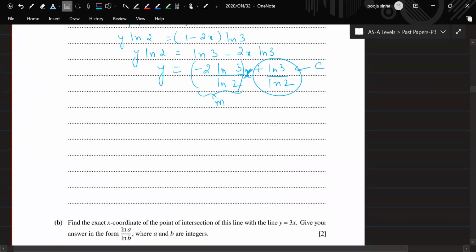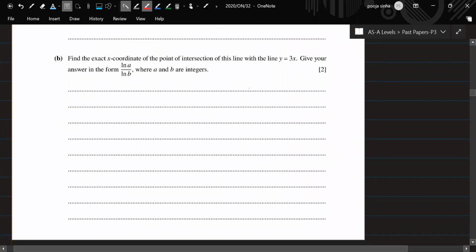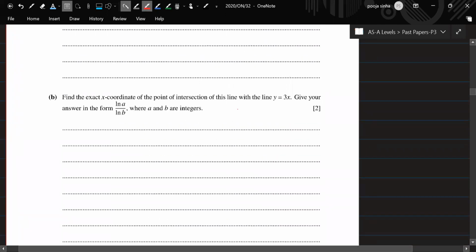In the table, what values of x and y will we take? We will take x values like 0, 1, -1, and accordingly you will calculate, right? Now for this one, that will give you some line, and y equals to 3x will also give you a line. Now those two lines will intersect somewhere, and he is saying we have to give the coordinates of that intersection, and give your answer in the form of ln A upon ln B.